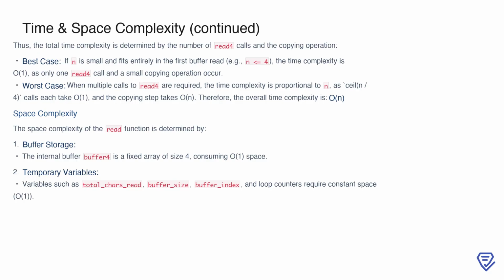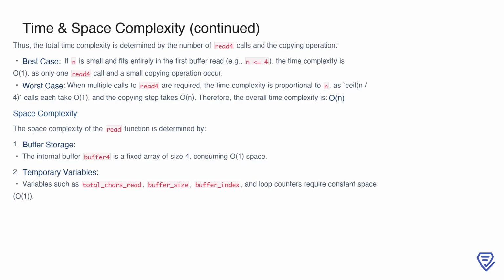However, in the worst case, when n is large and multiple calls to read4 are required, the time complexity becomes proportional to n. This happens because the total number of read4 calls is approximately ceil(n/4), each taking constant time, and up to n characters are copied one by one. Therefore, the overall worst-case time complexity simplifies to O(n).